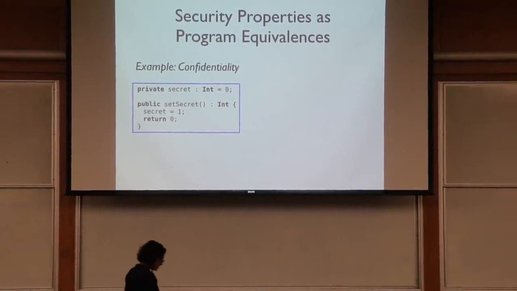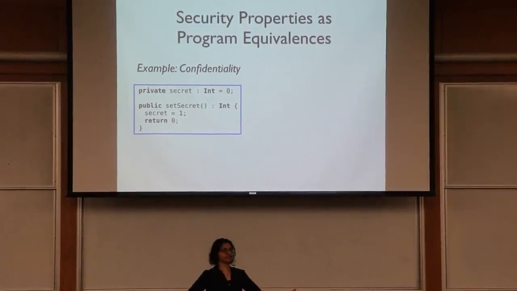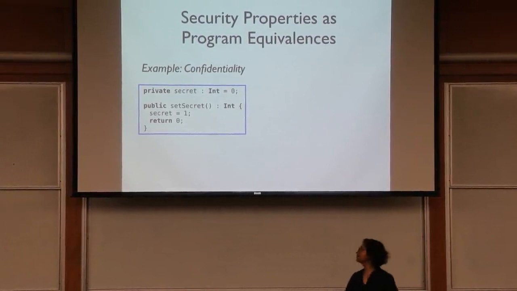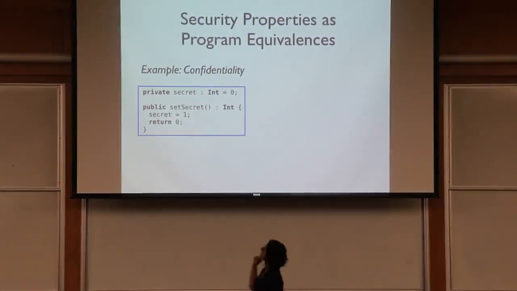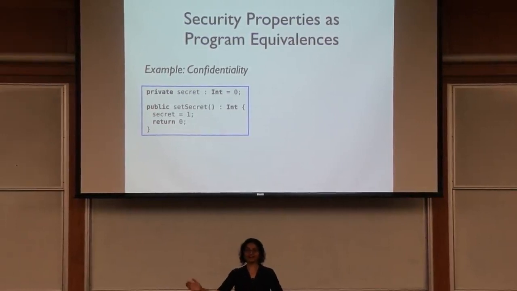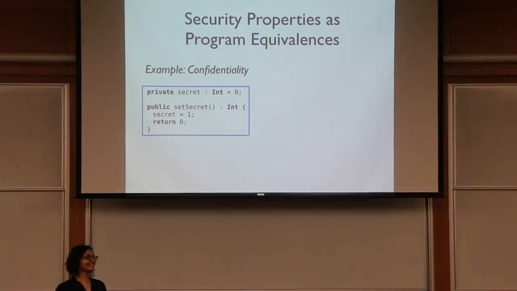But what I want to focus on is how we express confidentiality. My slide says I expect confidentiality: the secret should remain hidden from clients. You should not be able to tell, once set secret returns, that the secret is now 1. Andrew Myers has been here, so how do we express confidentiality properties? Non-interference, exactly. And what does non-interference say?